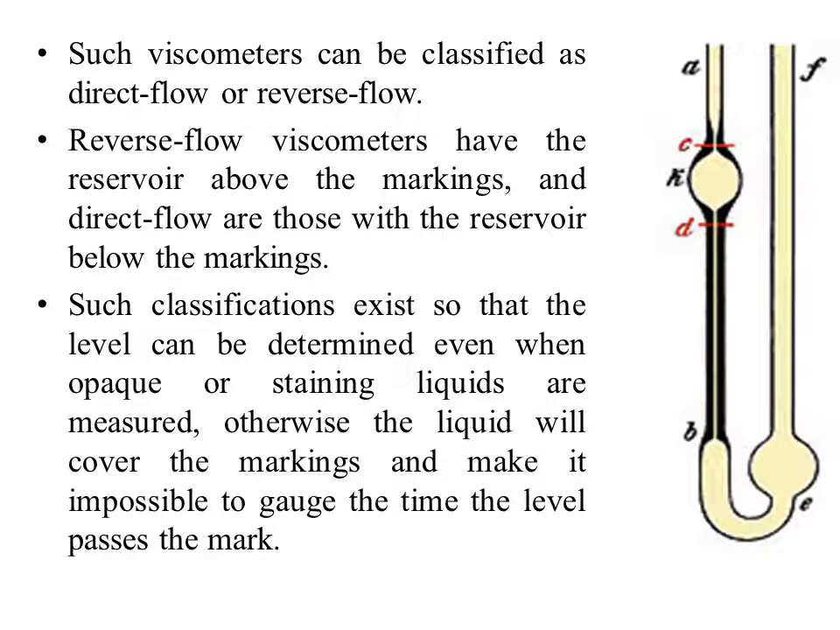Such viscometers are classified as direct flow or reverse flow viscometers. Reverse flow viscometers have the reservoir above the markings, and direct flow viscometers have the reservoir below the markings. Such classifications exist so that the level can be determined even when opaque or staining liquids are measured. Otherwise, the liquid will cover the marking and make it impossible to gauge. So, when the liquid makes the marking invisible, you will use the reverse flow viscometers.